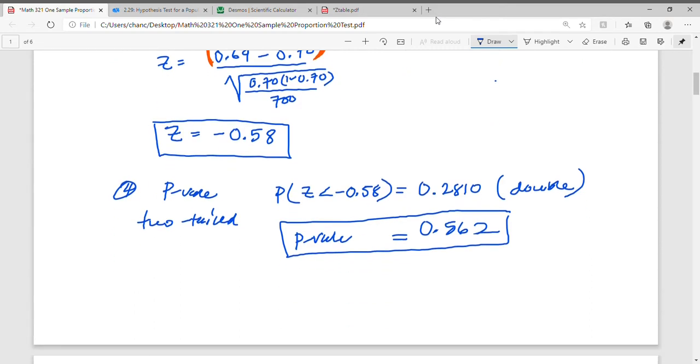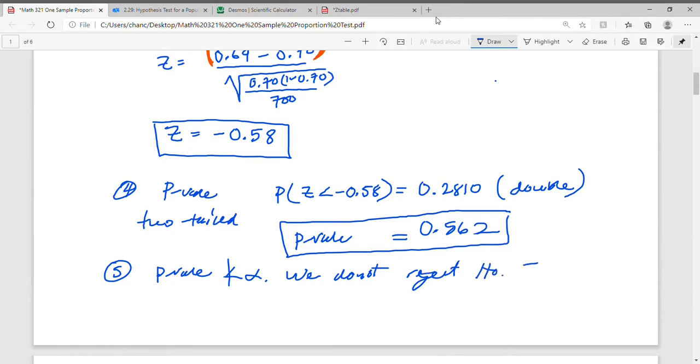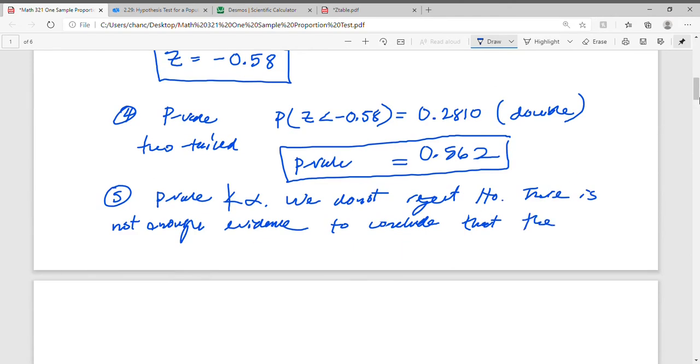Now in step 5, you can finally write our conclusion. I always ask, is the p-value less than alpha? And in this case, no, it's not less than alpha. We do not reject the null hypothesis. There is not enough evidence to conclude that the percentage of cat owners is not equal to 70%.